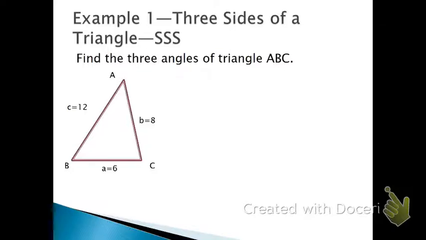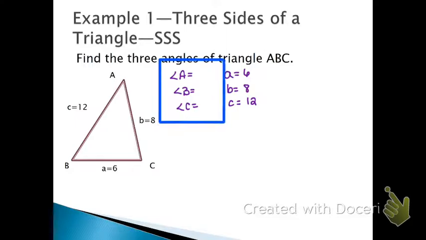Alright, so we're going to find the three angles of triangle ABC. So I'm looking for angle A, angle B, and angle C, given side a, side b, and side c, which are 6, 8, and 12. Now, remember, we're only after the angles, so once I find those three, I'm done.